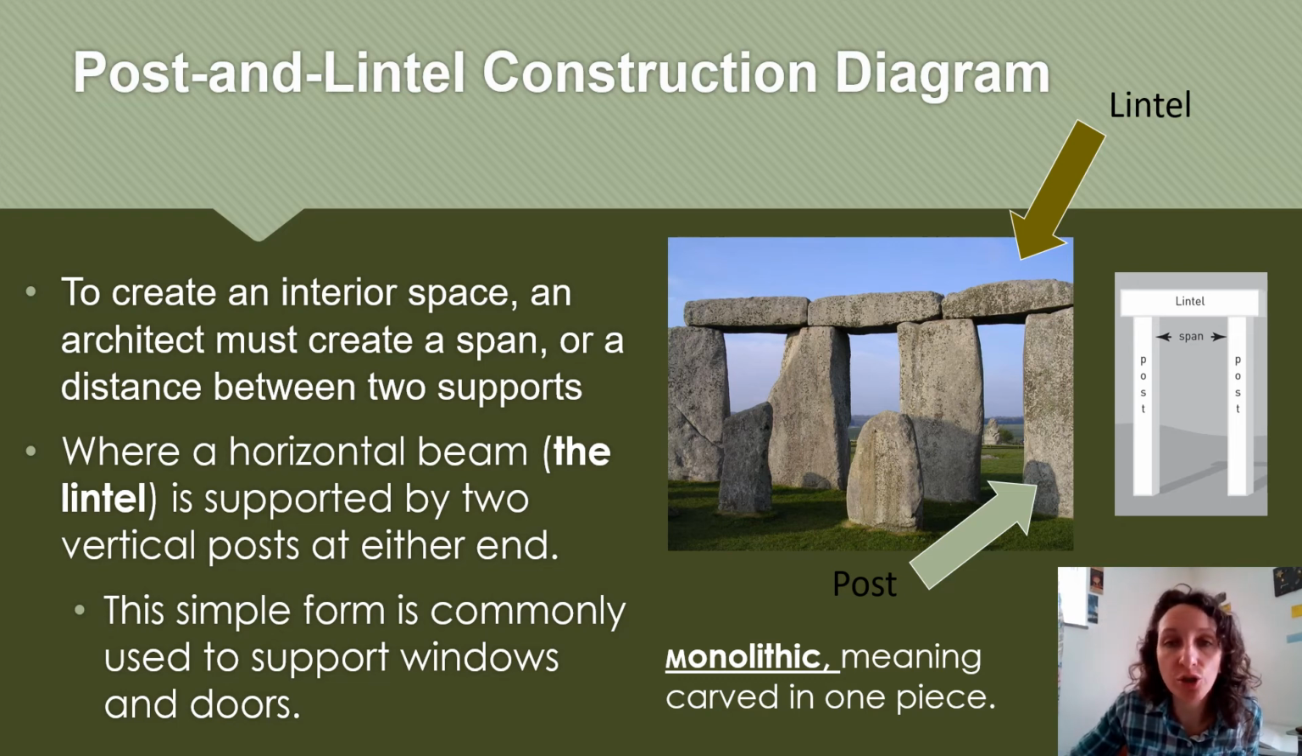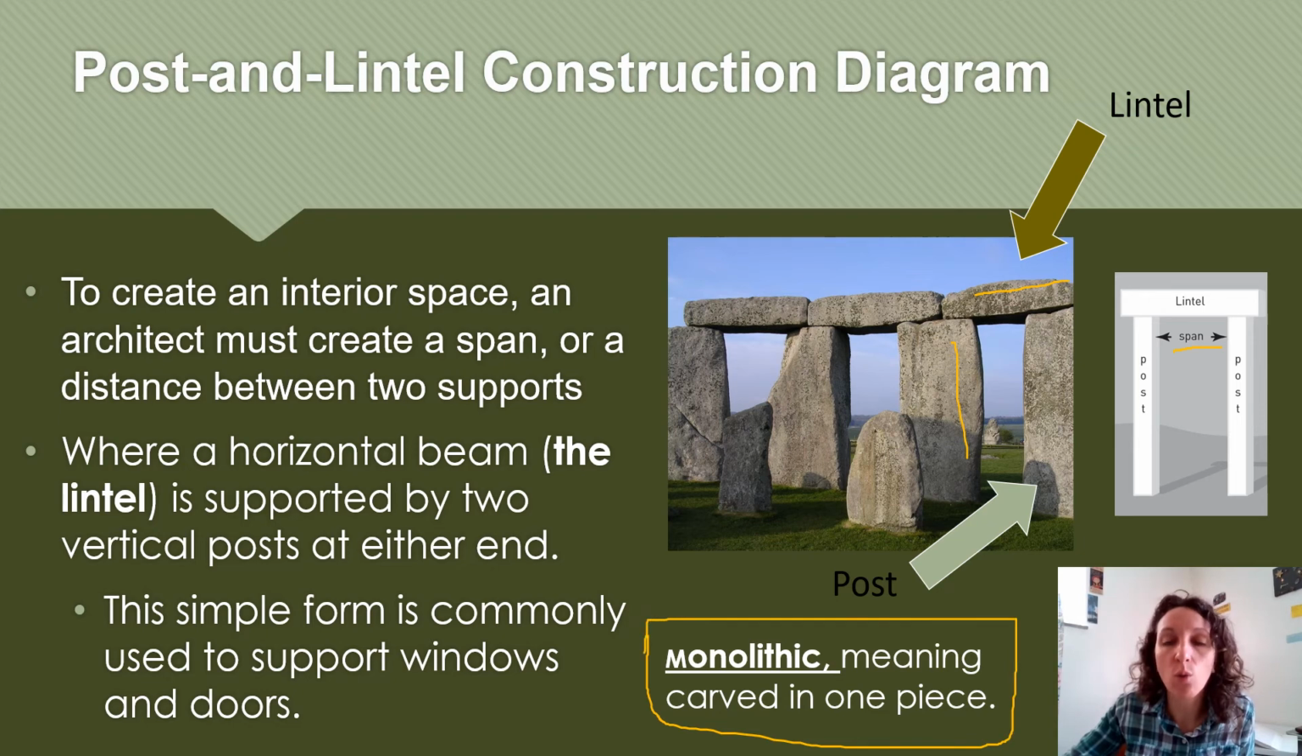There are two terms here that you need to know. The first is post and lintel construction, which is basically these top parts are lintels and these are posts. You are able to create a span in between them. This is how doors and windows are framed in our houses today. And then the next word that you need to know is monolithic, meaning carved from one piece of stone. So Stonehenge uses post and lintel construction. Probably going to be a test question about that.